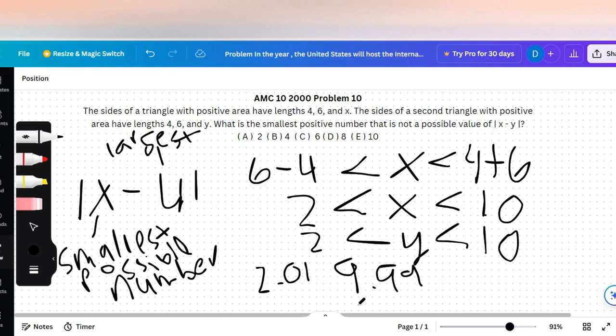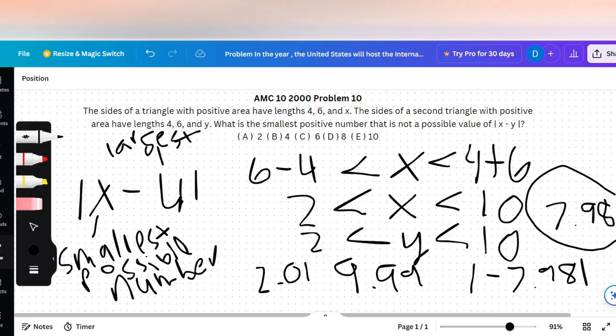So once we subtract, we have the absolute value of negative 7.98, and that equals 7.98. We notice here that we can't get 8. Obviously 10 is crossed out, 2 is crossed out, because we can't get those two either. But we can't get 8. That's the smallest possible number.